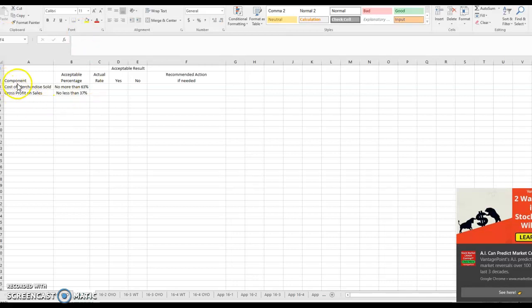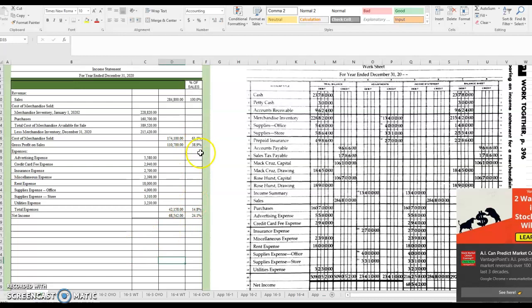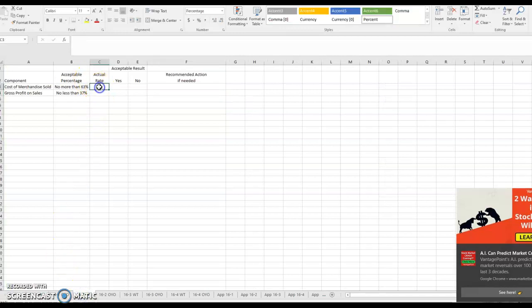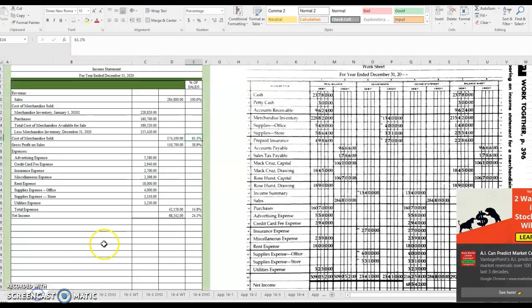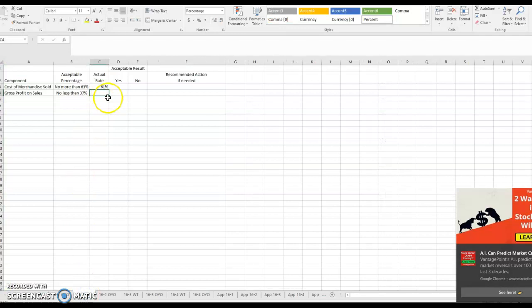All right, so our cost of merchandise sold, they want it to be no more than 63%. If we go back to the income statement, we see that cost of merchandise sold was 61.1. So the actual rate was 61.1. Gross profit on sales, we go back here, gross profit on sales was 38.9. So we plug that in.